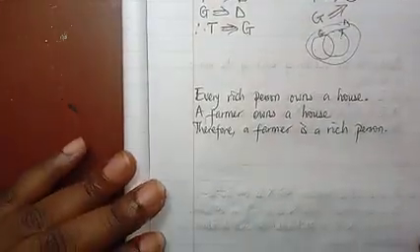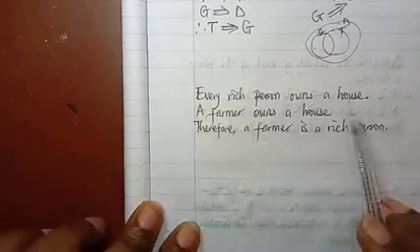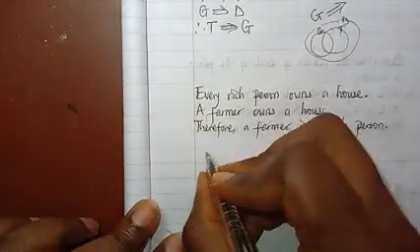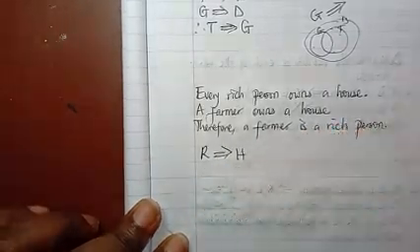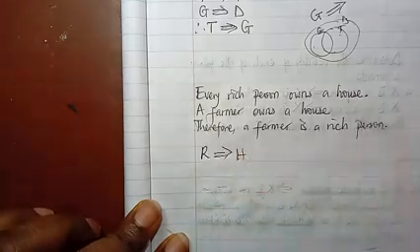So let's look at this other argument too. Every rich person owns a house. So let's say R for rich. Rich person implies you're a house owner. H for house owner. A farmer owns a house.